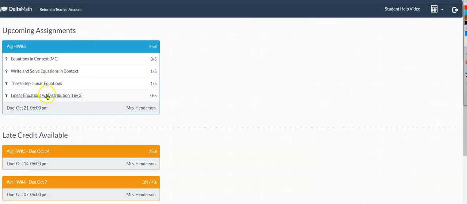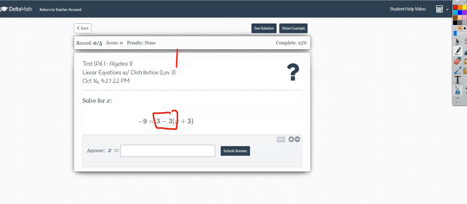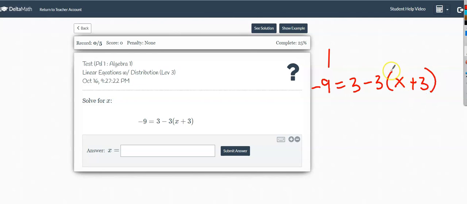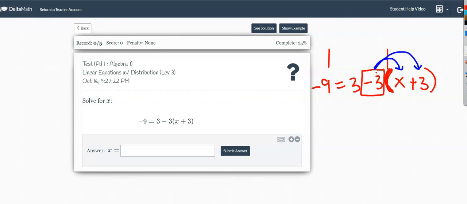I'm going to go to the next topic here, which is linear equations with distribution. And all I really want to concentrate on here is this part, right? Really want to focus on that part with you. So negative 9 is equal to 3 minus 3 parentheses x plus 3. Now this is important because only what is touching these parentheses is going to get distributed. But what's touching this parentheses is an item with an operation sign in front of it, which is also kind of known as its actual sign. So this minus 3 can be treated as a negative 3. And when we distribute a negative 3, it causes some changes to the parts.